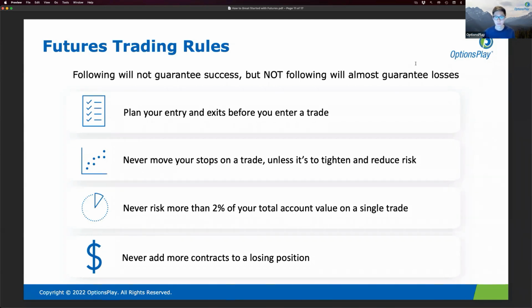I have a few rules in place, and these are the rules that I had in place when I was day trading futures. These are the things that you really have to learn in order to be successful at trading futures actively. And I will say, if you follow these rules, that does not by any means guarantee success. But if you do not follow these rules, I can almost guarantee that you will see losses from trading futures.